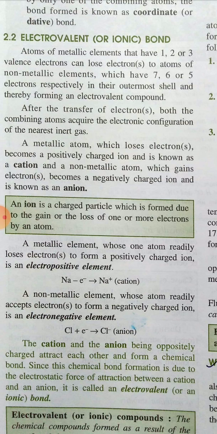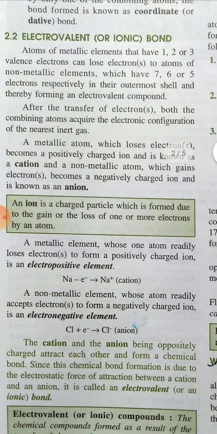Which elements generally form electrovalent compounds? Generally metals and non-metals. Electrovalent bond forms between metals and non-metals. So let's see atoms of metallic elements. We know that metals have one, two, or three valence electrons. That's why they easily release one, two, or three electrons from their valence shell to get a stable electronic configuration, that is 8 electrons in their valence shell.